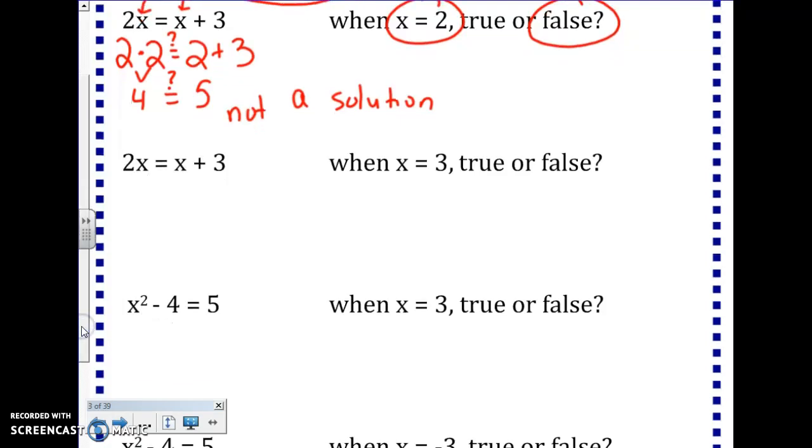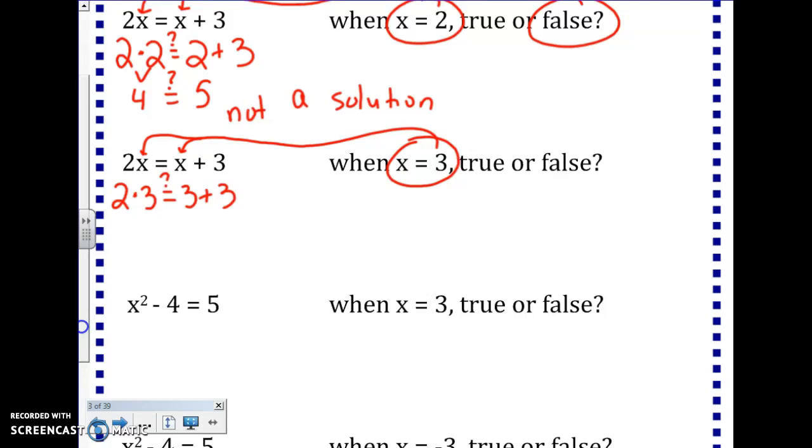All right, same equation. Let's try a different value. We're trying 3. So 2 times 3, does that equal 3 plus 3? Let's find out. 2 times 3 is 6, and 3 plus 3 is 6. And then you ask yourself, does 6 equal 6? And that's true. So this equation is true when x equals 3.